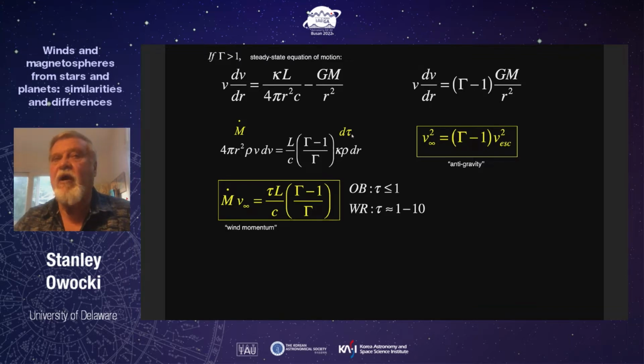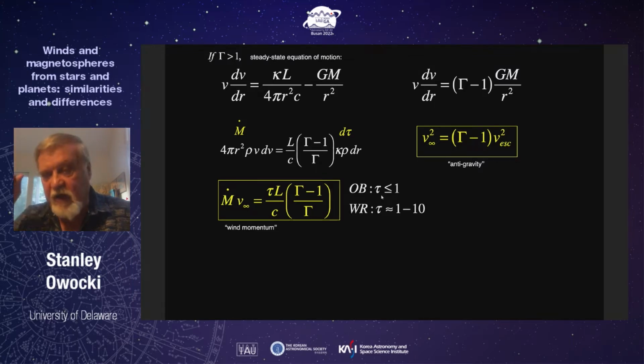Kappa rho dr is a change in optical depth. And then if you do the integral of that, you find that the momentum of the stellar wind is proportional to the momentum of the light times the optical depth. And then if gamma is very large, say, at least 2, this will be of order unity. And so the point here is that O and B stars have momenta that are comparable to the momentum of the light because they're not particularly optically thick.